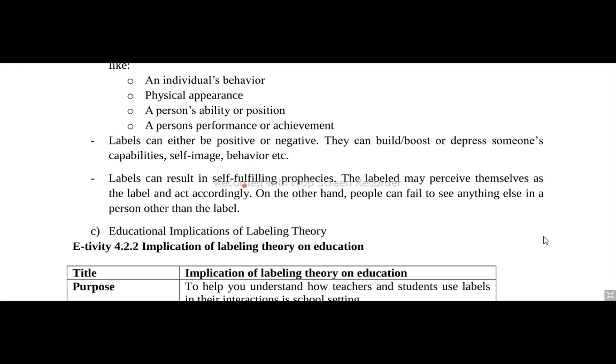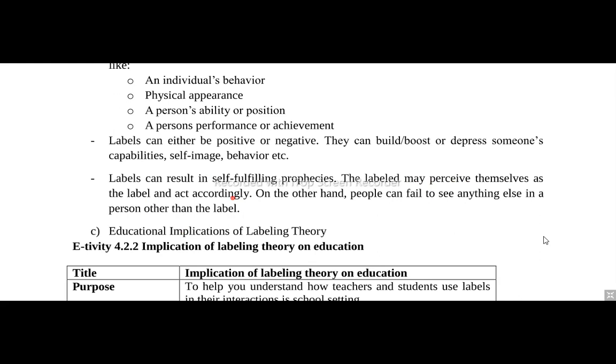Look at the names that you are given when you are growing up by your parents. Have they become a reality in your life? Have you become what they used to call you? So labels can result in self-fulfilling prophecies. The labeled, that means the label that you have been given, may perceive themselves as the label and act accordingly. So if you are called foolish, you act foolishly.